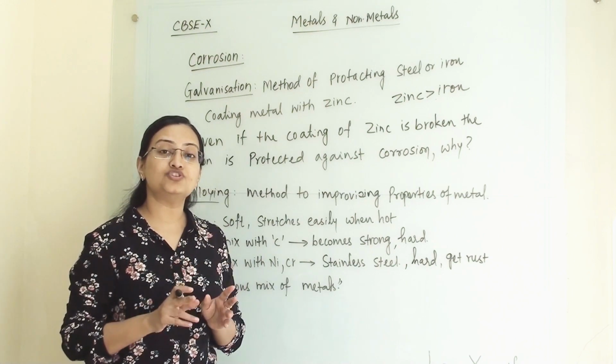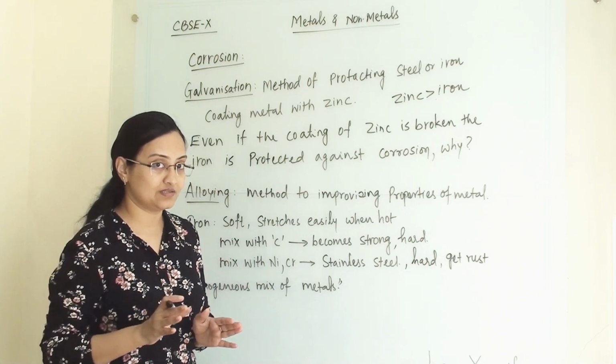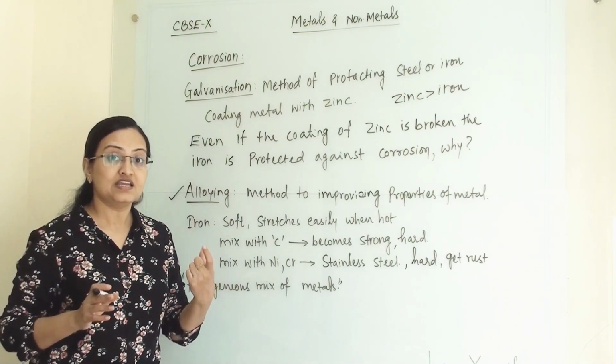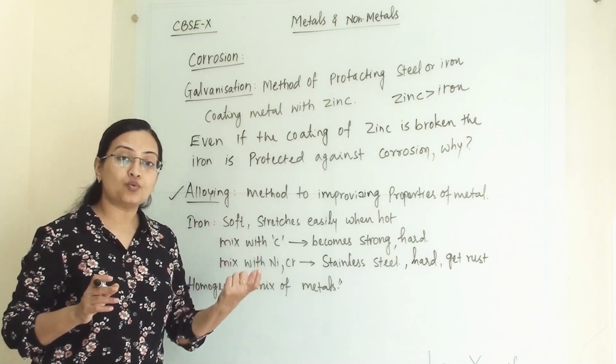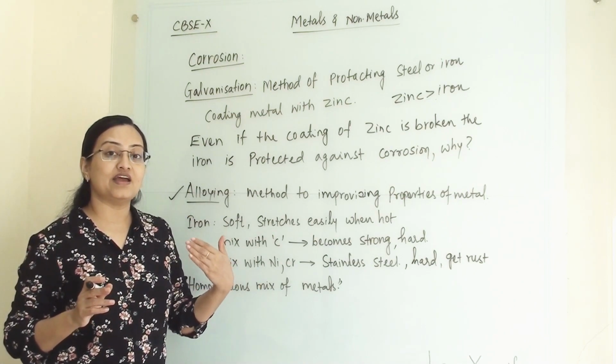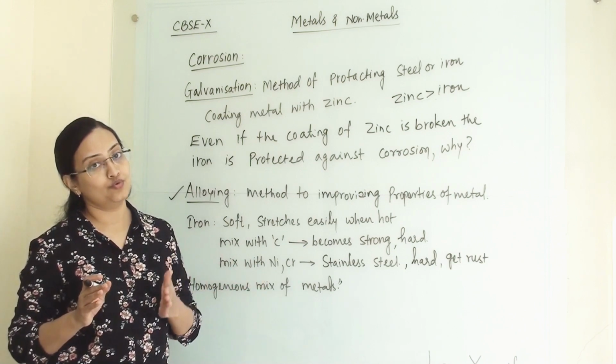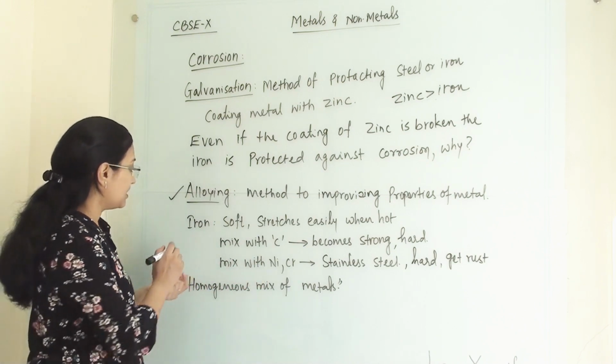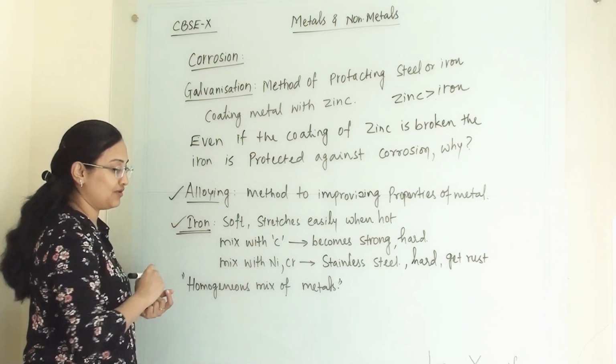This is a homogeneous mixture of metals. Alloy, what we will get is an improved quality, or it has a better quality compared to the base metal. Let us see how. So let us take the example of iron.